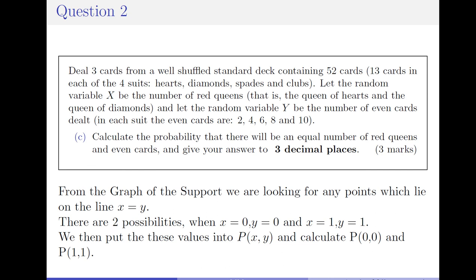So this slide just summarises what I've said there. From the graph of the support, we are looking for any points which lie on the line x equals y. There are 2 possibilities: when x equals 0, y equals 0, and x equals 1, y equals 1. We then put these values into p of x, y and calculate p00 and p11. Now it's important to note if you were unable to do question B, you could still get some marks for question C, even if you said we're looking for the case where there's 0 red queens, 0 even cards, 1 red queen, 1 even card. That still would have given you marks in this question.